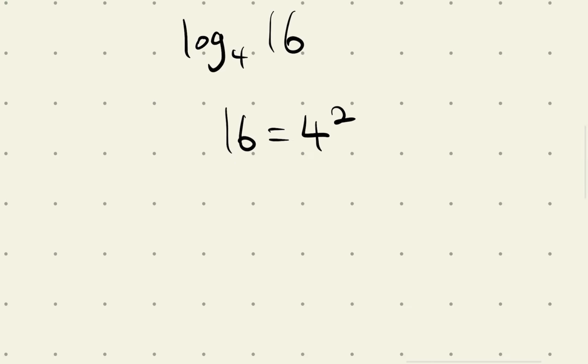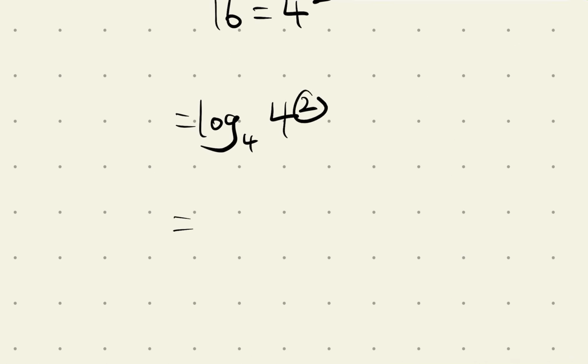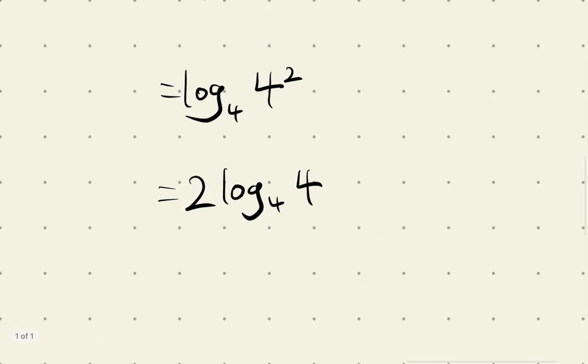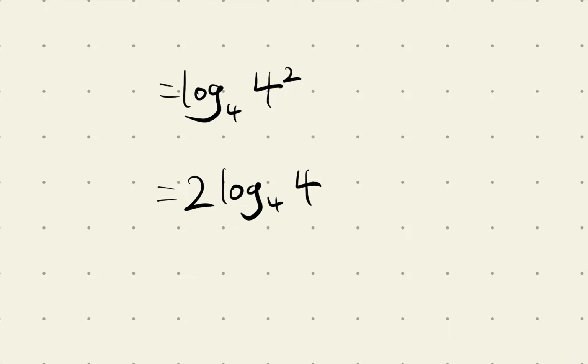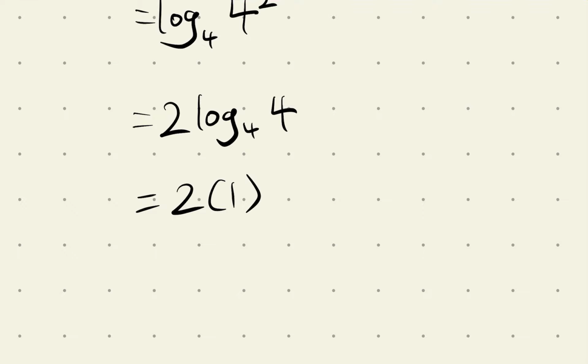Next question. Let's do log base 4 of 16. How do we do this? Don't fret. Remember, we can write 16 as 4 squared. So we can write this as log base 4 of 4 squared. Then we can use our power rule to bring the index 2 to the front. So we get 2 log base 4 of 4. And remember that when our a and the b are the same, we will get 1. So 2 times 1, and the answer is 2.